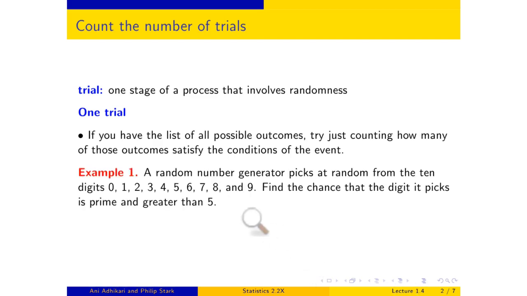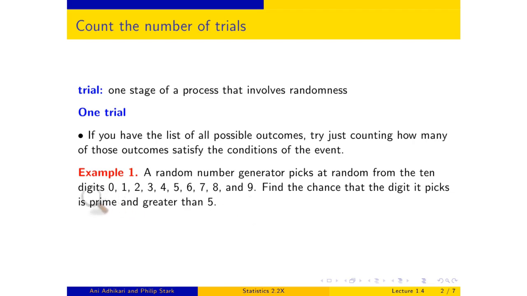So you've got a random number generator. Most of your computers have one. Sometimes phones have one. I know certainly there are many apps for this. A random number generator, what it's doing inherently is picking at random from the 10 digits 0 through 9. Each of them has the same chance, 1 in 10, of being picked. So the question that's being asked is: find the chance that the digit that it picks, it's picking 1 digit, so it's running once, 1 trial, is prime and greater than 5. Well, all right. They can ask us anything they want. That's fine.